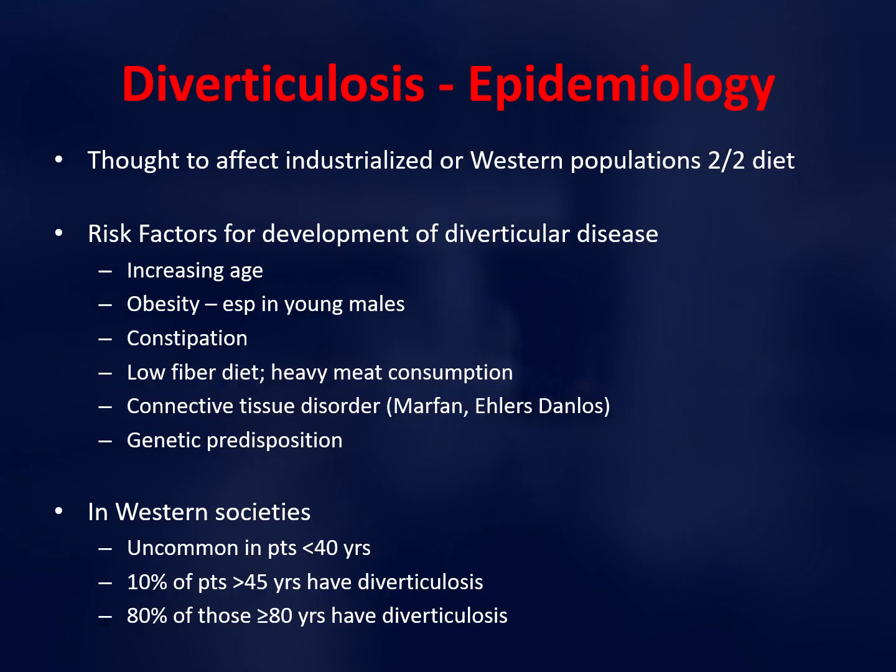So if diverticulosis affects mostly the colon and predominantly the sigmoid colon, what are the risk factors for development of diverticular disease? It is thought that it mostly affects industrialized or Western populations secondary to their diet habits. The well-known risk factors are increasing age, mostly patients more than 50 years, and obesity, especially in young males. So young obese males are at risk for diverticular disease.